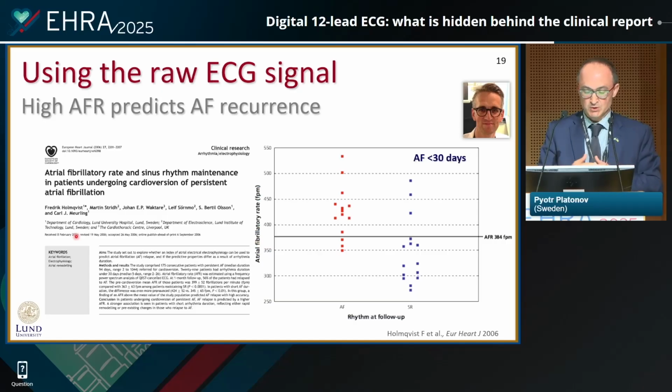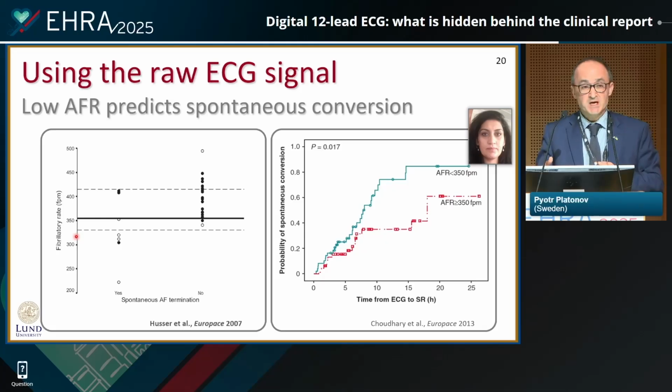It's associated with maintenance of sinus rhythm after cardioversion. It may be used for prediction of spontaneous cardioversion of patients coming to the emergency room with recent onset atrial fibrillation. The lower it is, the higher is the likelihood of spontaneous cardioversion within a few hours after admission to the ER.